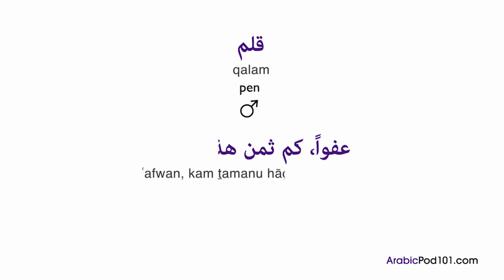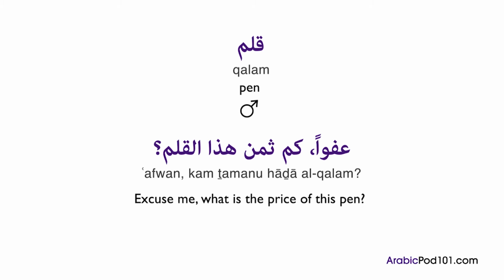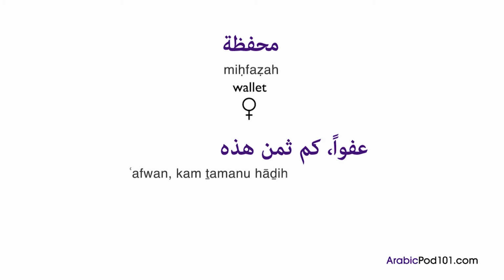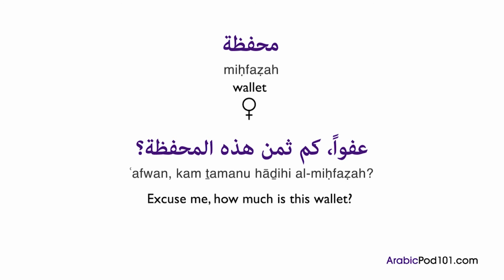For example, pen is masculine. قلم. عفواً, كم ثمن هذا القلم؟ Excuse me, what is the price of this pen? And محفظة is a feminine noun that means wallet. عفواً, كم ثمن هذه المحفظة؟ Excuse me, how much is this wallet?